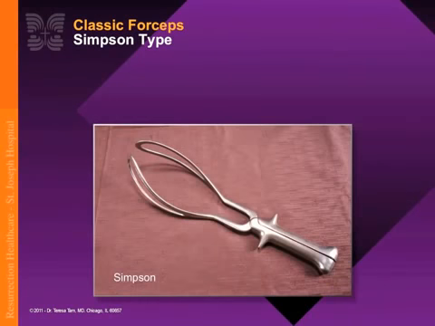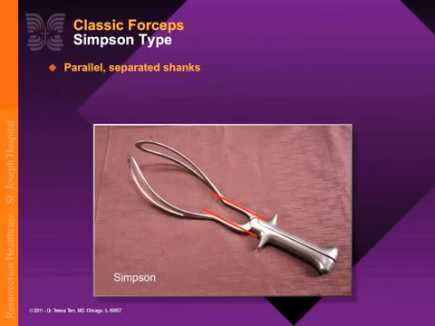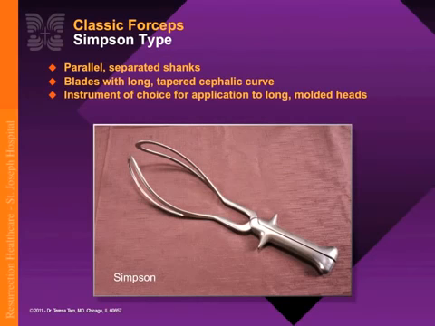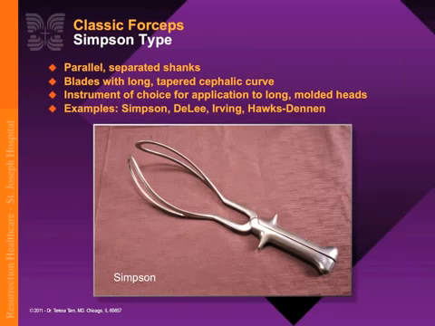Another type of classic forceps is the Simpson type forceps. It has parallel and separated shanks. The cephalic curve is tapered and shallow, thus accommodating longer molded fetal heads, especially useful for patients who have been pushing for some time.